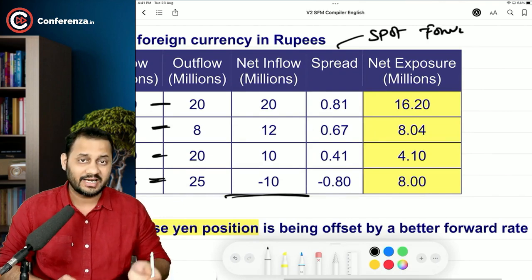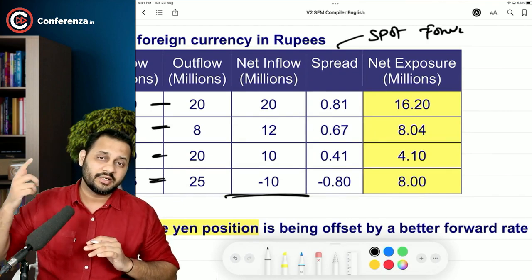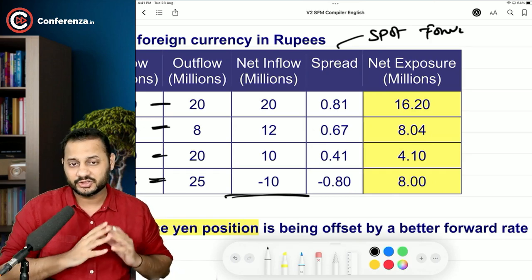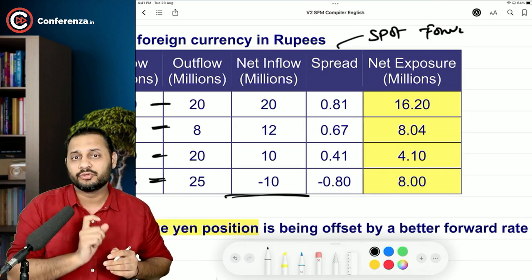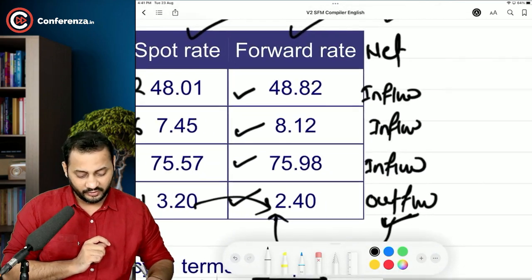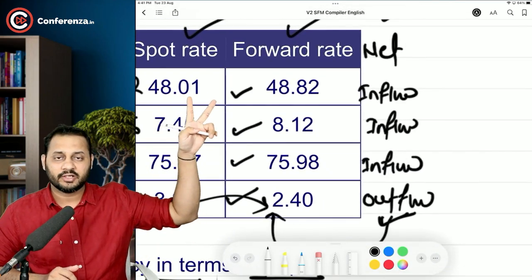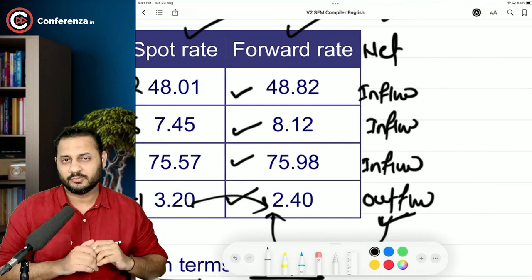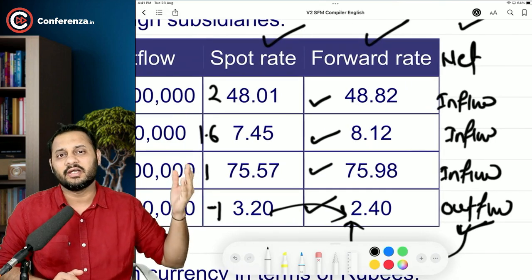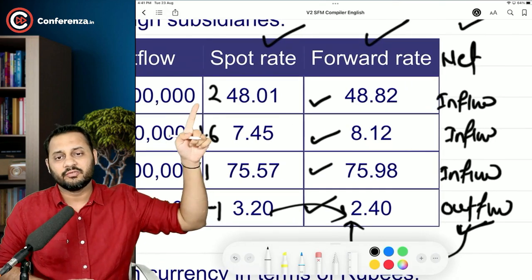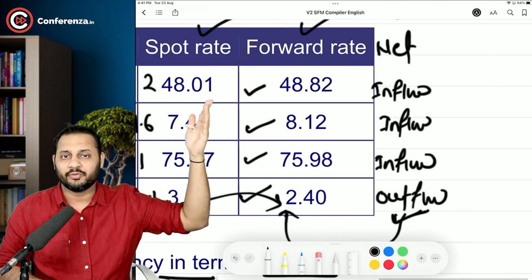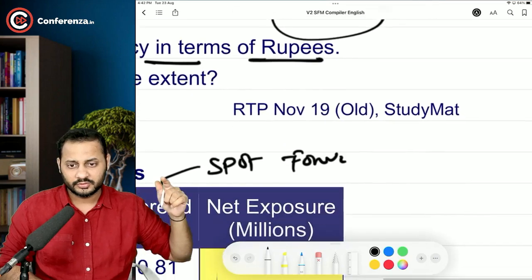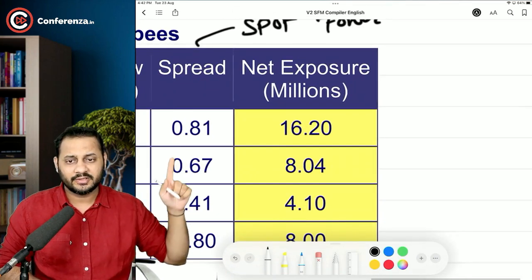This is not the spread that we have learned. The spread that we have learned is the difference between bid and ask, but there is no bid and ask in this question. The spread here is the exposed value for every foreign currency. The difference between spot and forward is the possible loss or profit to you, depending upon what is the net inflow or outflow. If it is inflow and the rates are better, that's a profit to you. And if the rates are not better, that will be a loss to you. So that's the spread, and you can see all the spreads are positive.